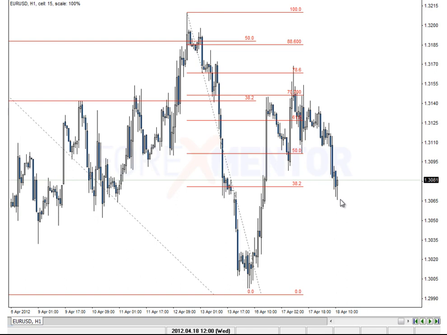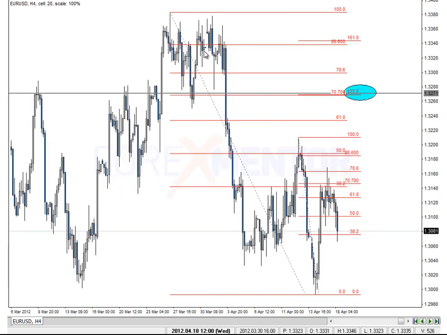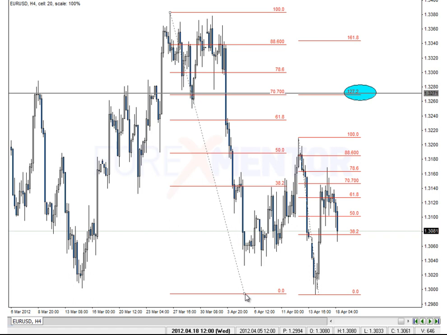butterfly patterns. If we go back to that 4-hour chart, you can see that 127 extension projection is lining up with the 70.7 and that key higher time frame level. So very, very nice confluence there. I'm just going to move this level across here so it's out of the way for now.